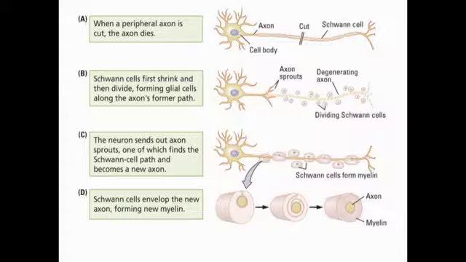What happens is that the Schwann cells will first shrink and then divide, and they will form glial cells along the axon's former path. So the neuron will generate these sprouts, and then the Schwann cells will line up along where the axon used to be, and then they'll reform. So they envelop the axon, and they will form new myelin.